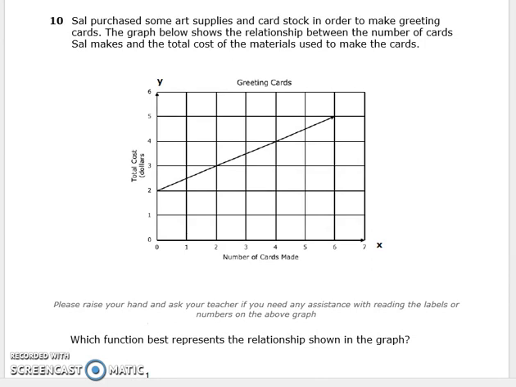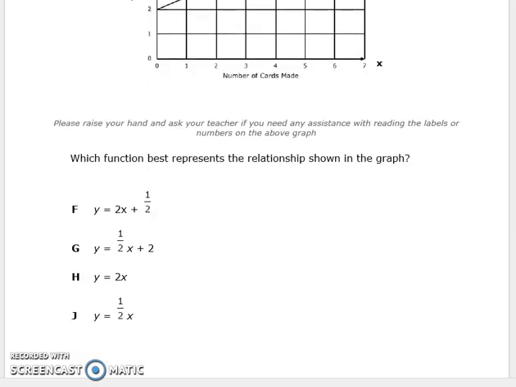Number 10. Sal purchased some art supplies and cardstock in order to make greeting cards. The graph below shows the relationship between the number of cards Sal makes and the total cost of the materials used to make the cards. Which function best represents the relationship shown in the graph? F, G, H, or J?